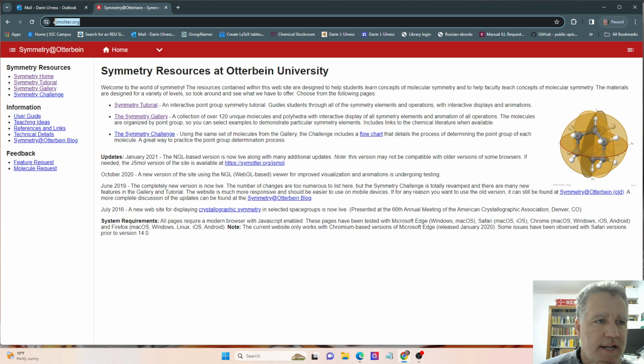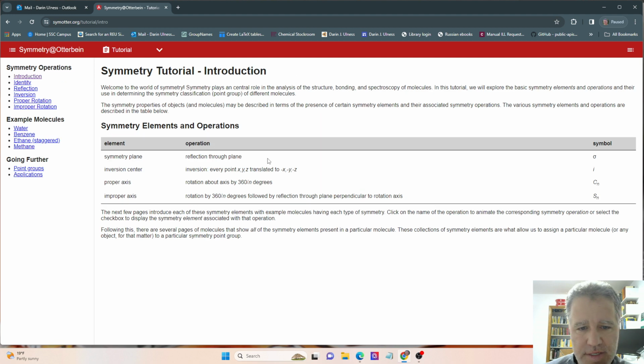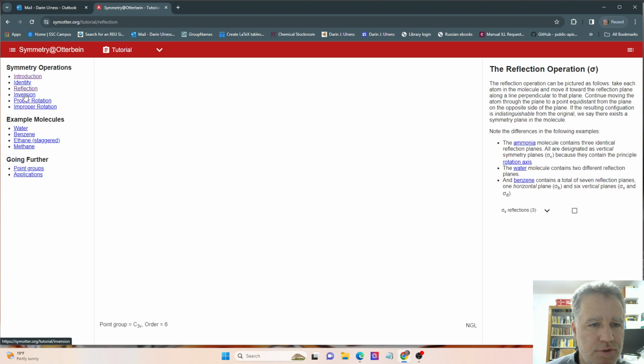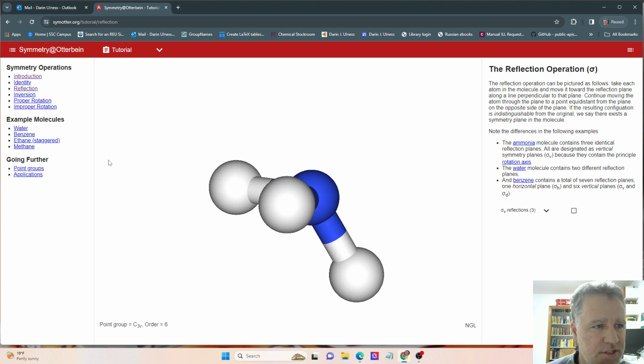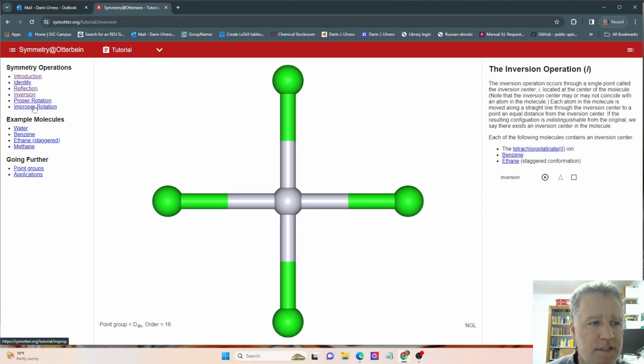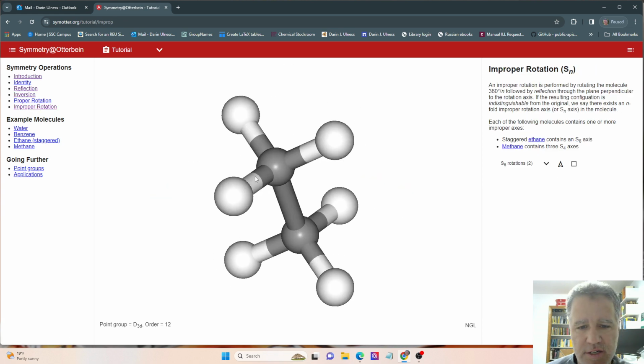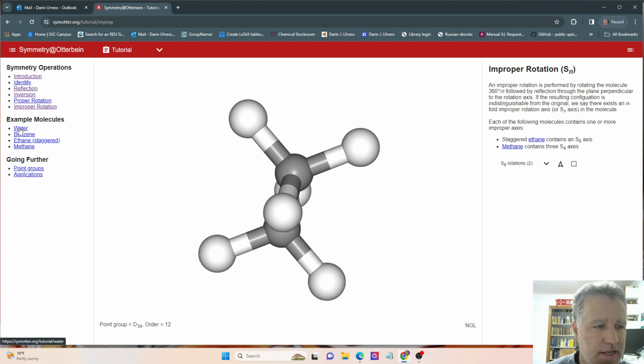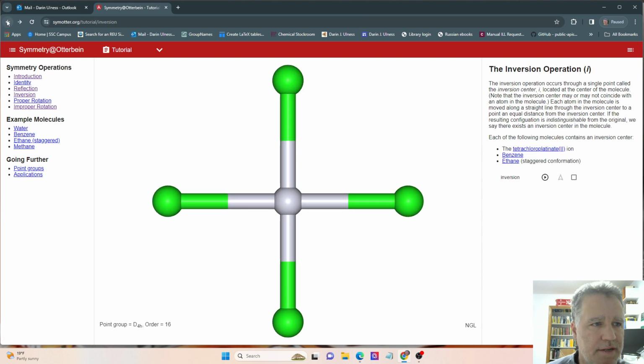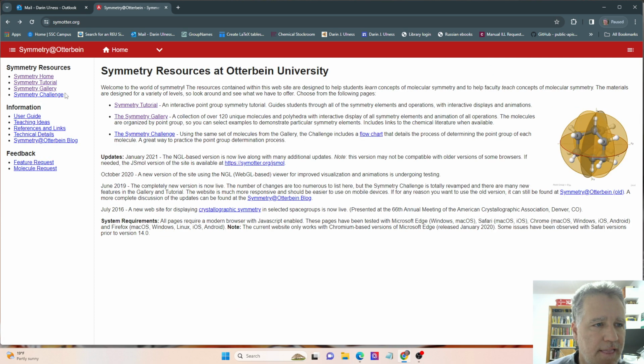So here we are at this website, and this is really well done. So let's go to, well, there's a tutorial, and this talks about those operations that we've talked about, and it goes through each of these types of reflections or these symmetry operations, so you can get a little practice with that, and has some examples. So there's that. Let me get back here.